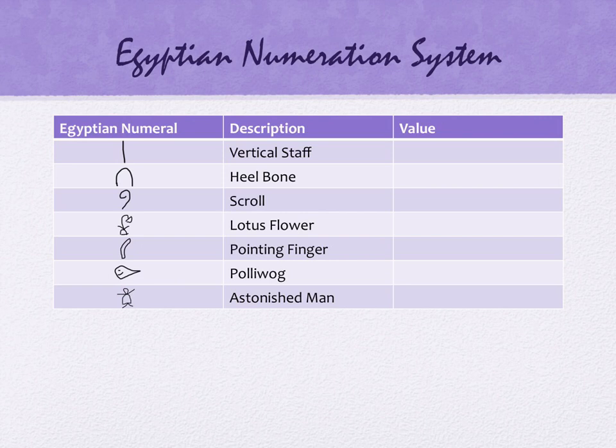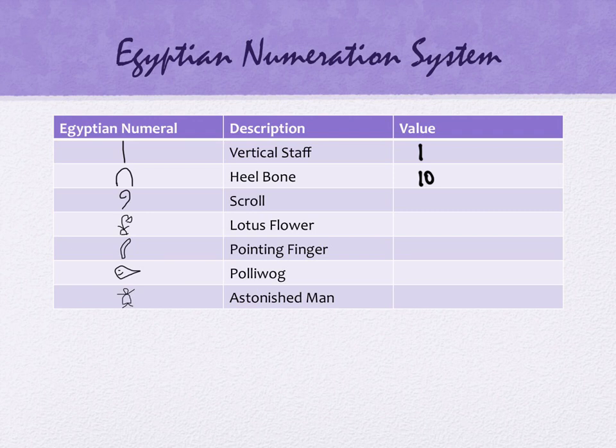All right, so they have these different numerals. The first one is called a vertical staff, and it looks like a tally mark or like our number 1. And that's actually really nice because it has the value of 1. The next one's called a heel bone. Looks like an intersection symbol from what we did in chapter 2, right? And it has the value of 10. Okay, heel bone's worth 10.